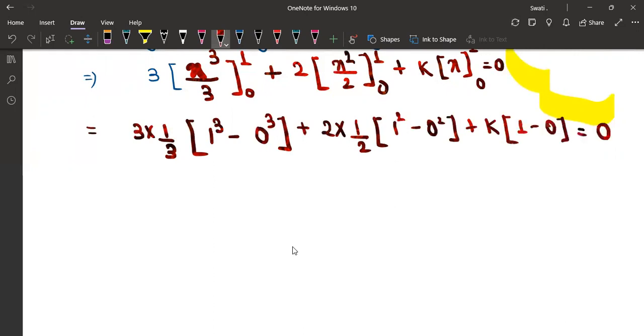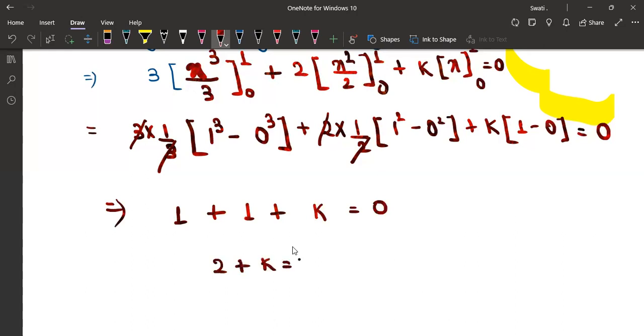Remember how I'm putting the upper limit and lower limit: putting the upper limit at the place of x, and minus the lower limit at the place of x. Now this 3 will get cancelled, this 2 will get cancelled. So what I'm getting: 1 cube, that is 1, 1 minus 0 is 1 only, plus 1 square, that is 1, 1 minus 0 is 1 only, plus k, 1 minus 0 is 1, k into 1 is k, so it equals 0. So this is 2 plus k is equal to 0. What is the value of k? The value of k we are getting is minus 2, and that is our answer.